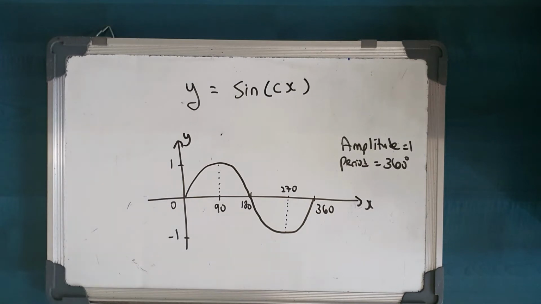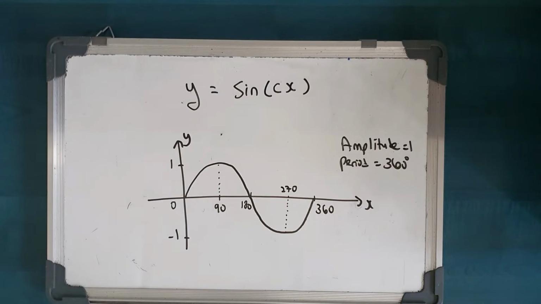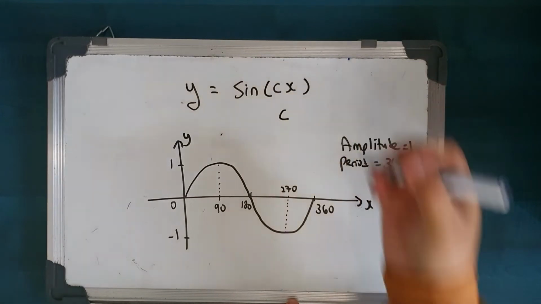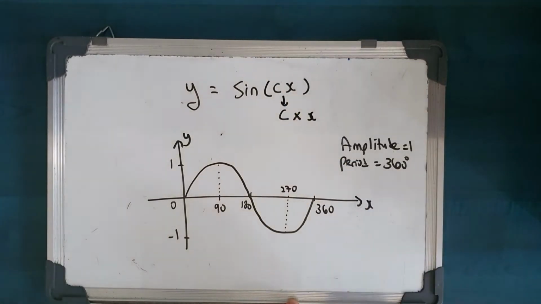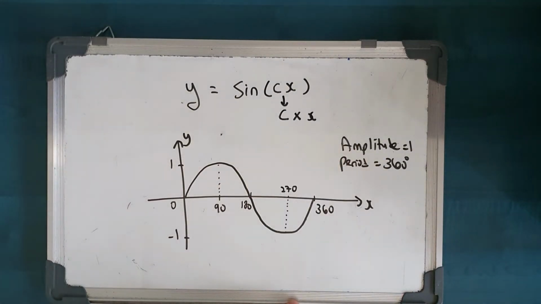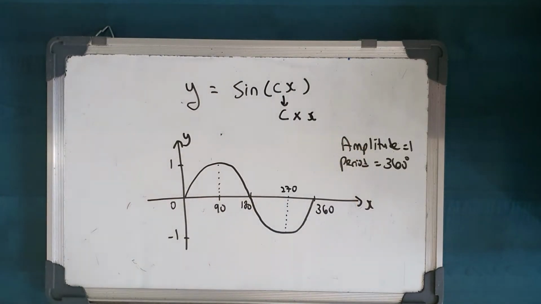So what is the effect of c inside our trigo function? Now, cx, please note cx is just c, whatever the value is, times x. And this whole thing is inside the sine, alright? So we are changing the shape from inside the function itself.